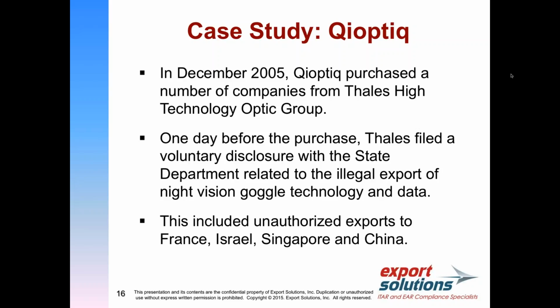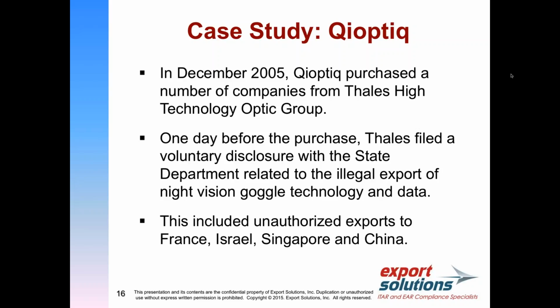And this essentially is the case. In 2005, Qioptiq purchased a number of companies from Thales, High Technology Optic Group. I believe that's a French-based company. And one day before the purchase, Thales filed a voluntary disclosure with the State Department related to the illegal export of night vision goggle technology and data. Night vision, by the way, is one of those really, really sensitive areas that the State Department and the Defense Department take very, very seriously.